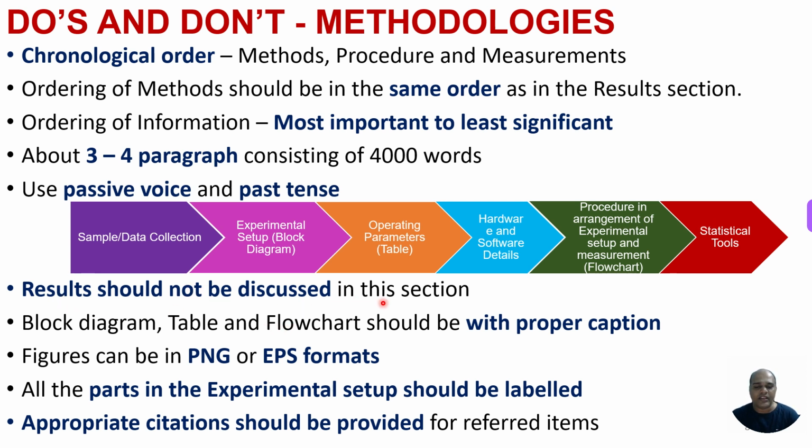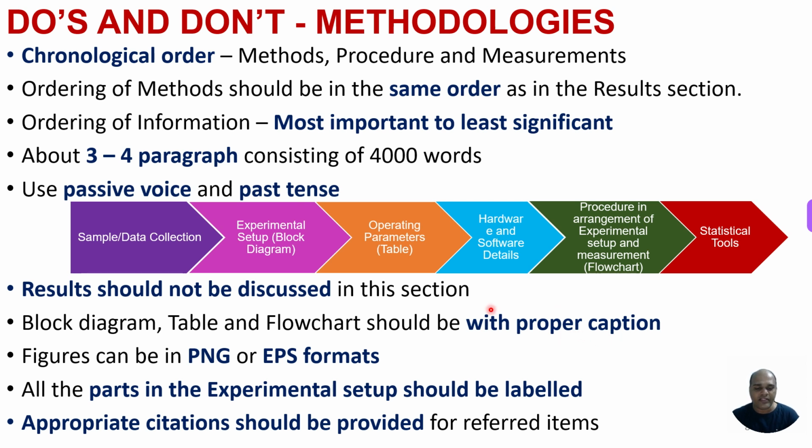Results should not be discussed in this section. Here we should only talk about methods, procedure and measurement, how it is done. The results should not be discussed here. So what are the different types of representation? Block diagram, table and flowchart. All of these should have a proper caption, and this caption should not be a lengthy one. It should be short and should give abstract information about that block diagram, table or flowchart.